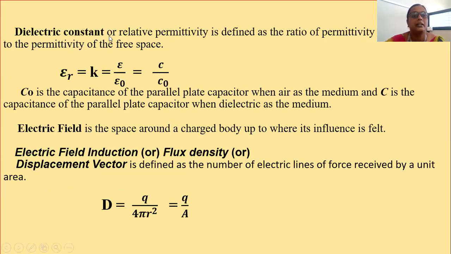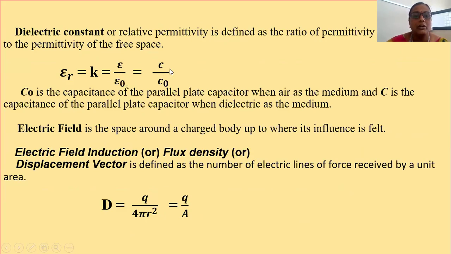Next, dielectric constant or relative permittivity. It is defined as the ratio of permittivity of a medium to the permittivity of free space. So epsilon r, as I told, epsilon r is equal to K. Both are the same. You should remember this, very important: epsilon r is equal to K. So it is the ratio between epsilon and epsilon naught.